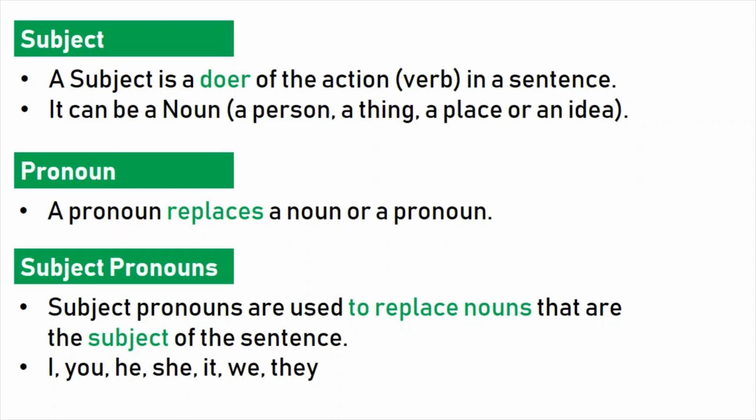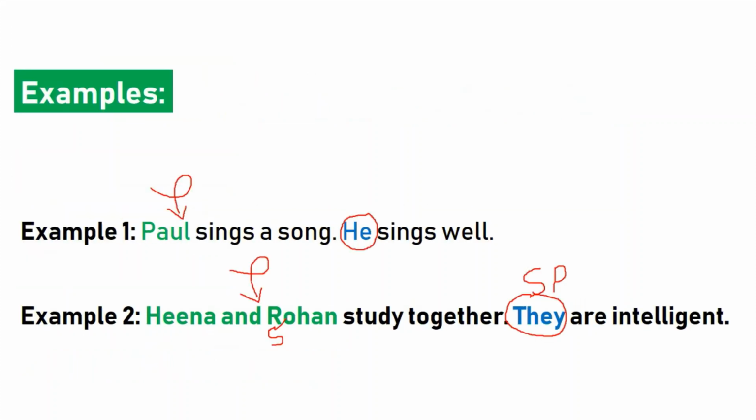Now let us see the definition of subject pronouns. So subject pronouns are used to replace nouns that are the subject of the sentence. In English we have I, you, he, she, it, we and they. So in example 1, Paul is a doer of the action. So he will be the subject of the sentence. Now in the next sentence, the word or pronoun he is replacing Paul, which was the subject in the previous sentence. So the word he or pronoun he will be the subject pronoun.